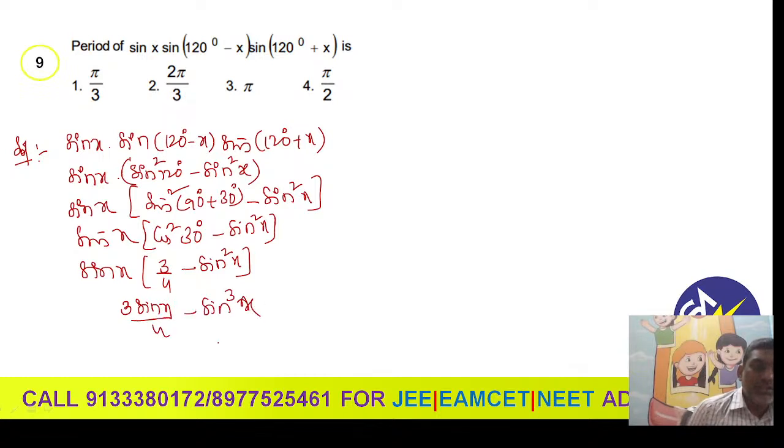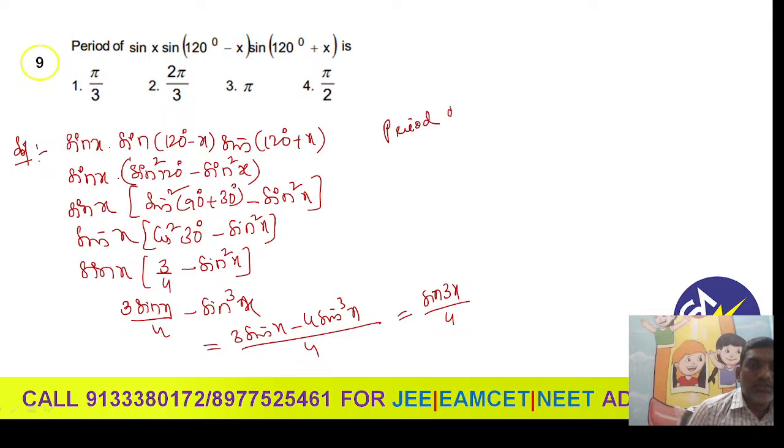If you take the LCM, what do you get? 3 sin x minus 4 sin cube x divided by 4. So what is this 3 sin x minus 4 sin cube x? It is sin 3x. Sin 3x divided by 4. So this is the answer for the given question. So for this we have to calculate the period. Already you know the period of sin x. What is the period of sin x? The period of sin x is 2 pi.